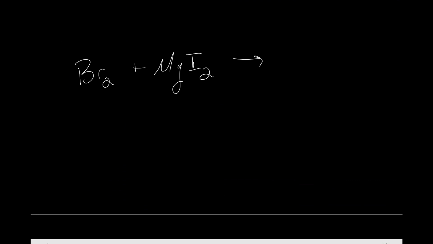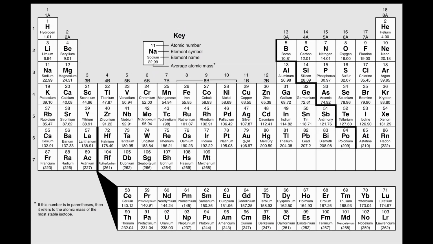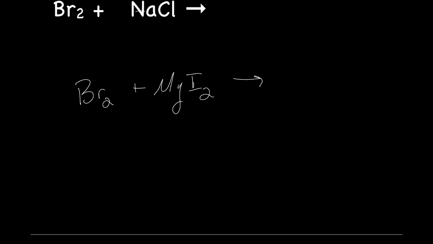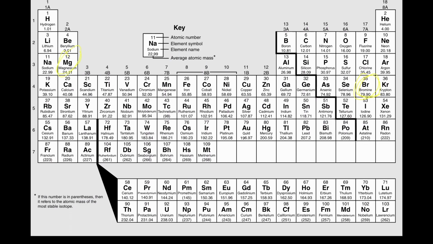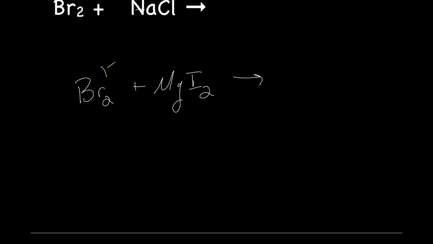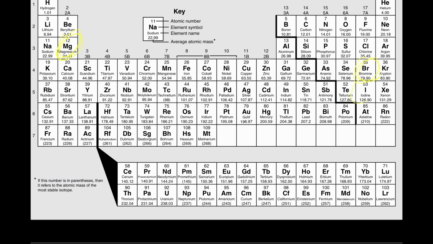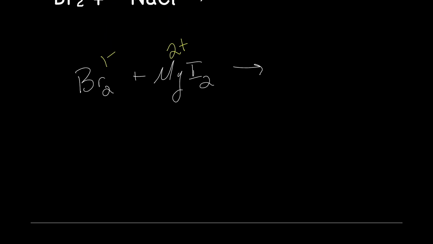Okay? All right, first step. Figure out the charges, who's the cation, who's the anion. So we have bromine, nonmetal. He's going to gain an electron, becoming a 1- charge. Magnesium is a metal. He's going to lose 2 electrons, giving him a 2+ charge. And iodine, non-metal, he is going to gain an electron, giving him a 1- charge.